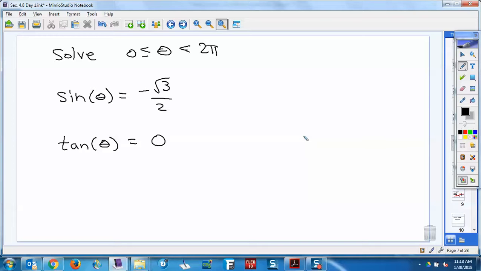Okay? So it kind of goes back to the quadrants. What quadrants would you draw the triangle in? And I'll give you a hint right now. There are two solutions. There are two different quadrants where sine is negative. That's where you should draw your triangles.